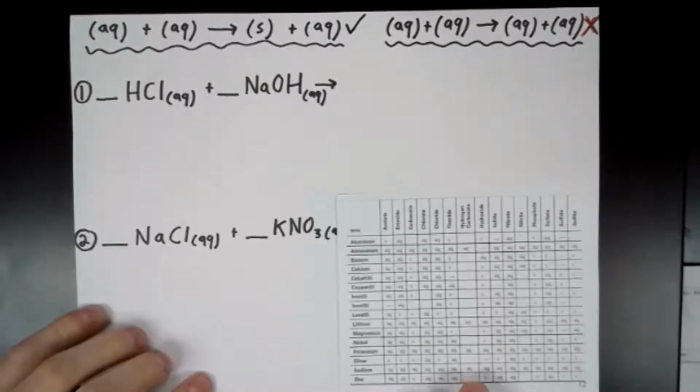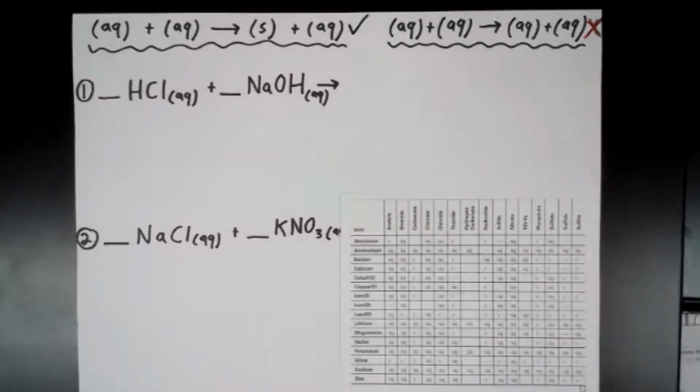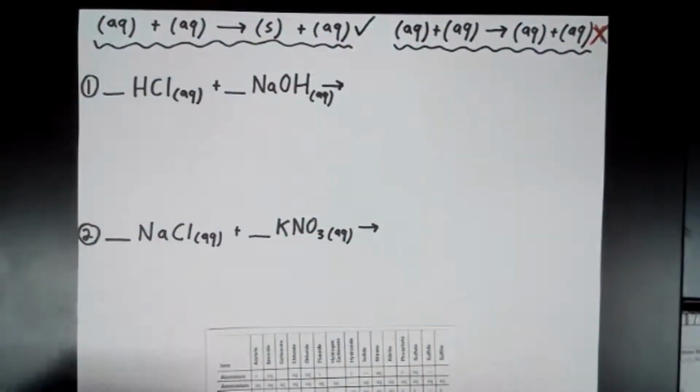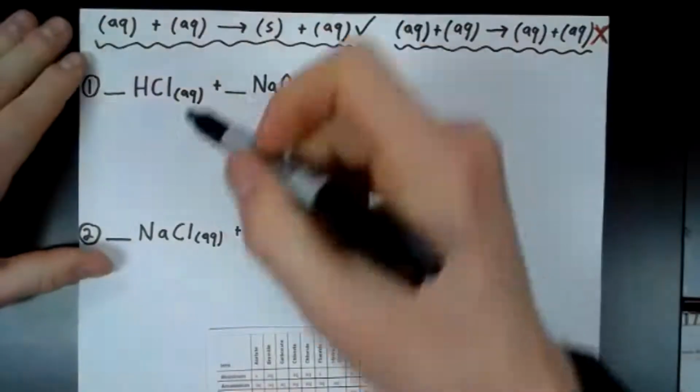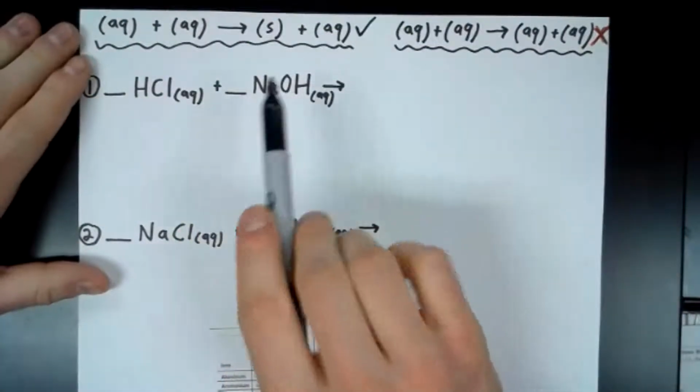I also have the solubility curve, or the solubility chart, here just for reference, because we're going to want to be able to use that for the purpose of determining states of matter. You guys have one in your packet, and that is located on page 12. So make sure you have that out or handy, and that way we can be successful in doing these. So let's take a look at this first one. In this first example, we have HCl aqueous reacting with NaOH, also aqueous.